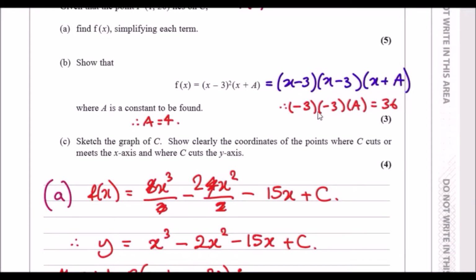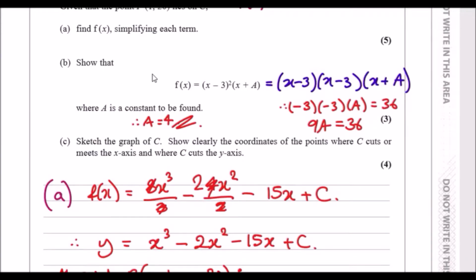So to find a, you just have minus 3 times minus 3, which gives you 9. So 9a equals 36. Let me write that down. Then you just divide by 9 and you should get a equals 4. That's the easy bit. However, sometimes I thought this was a bit too easy.